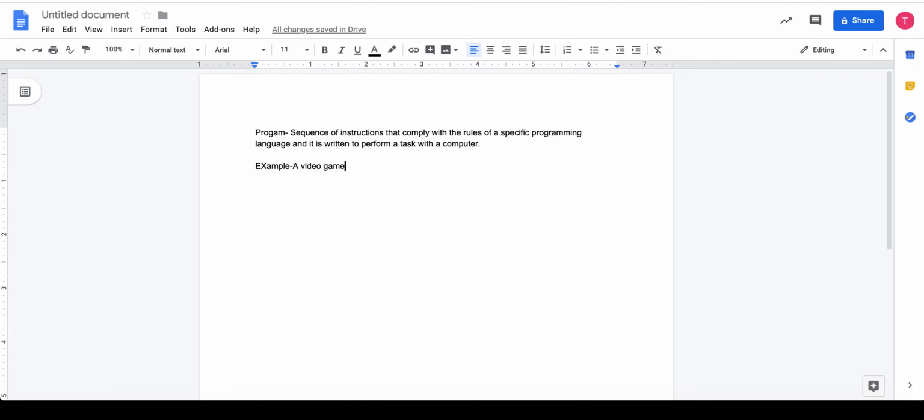So a program is simply a sequence of instructions that comply with the rules of a specific programming language and is written to perform a task with the computer. You need the instructions and you need the program to interact with those instructions for it to work. So that's the first thing I want to get out.